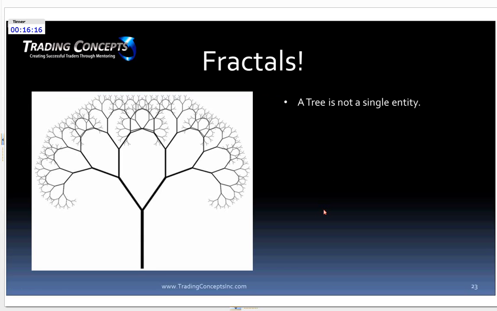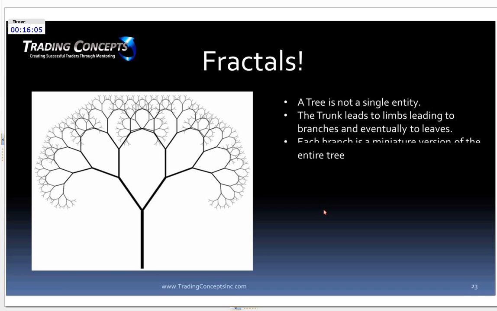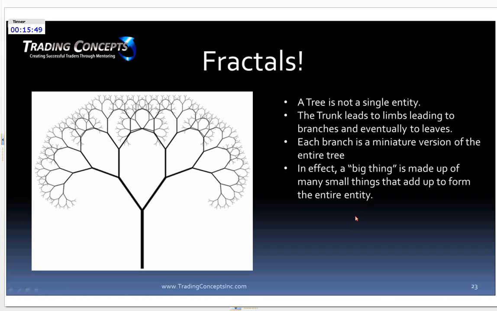Think about a tree like this. A tree is not a single entity by itself. It's not just, well, there's a tree. It's composed of many different parts, right? You've got the trunk, which leads to the limbs, which lead to branches, and eventually to the leaves at the very end. So each branch is a miniature version of the entire tree. Notice how this branch out here is a miniature version of the entire tree. Yes? So in effect, this big thing is made up of many small things that add up to form the entire entity. And if we look around us, we see the same thing everywhere in nature.